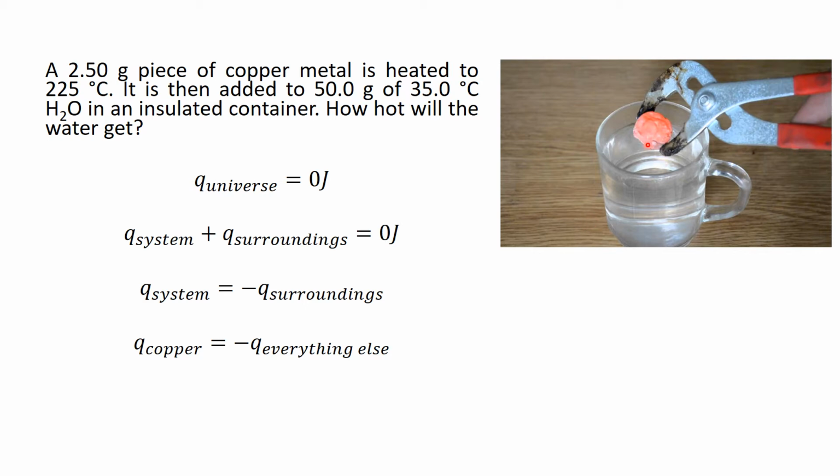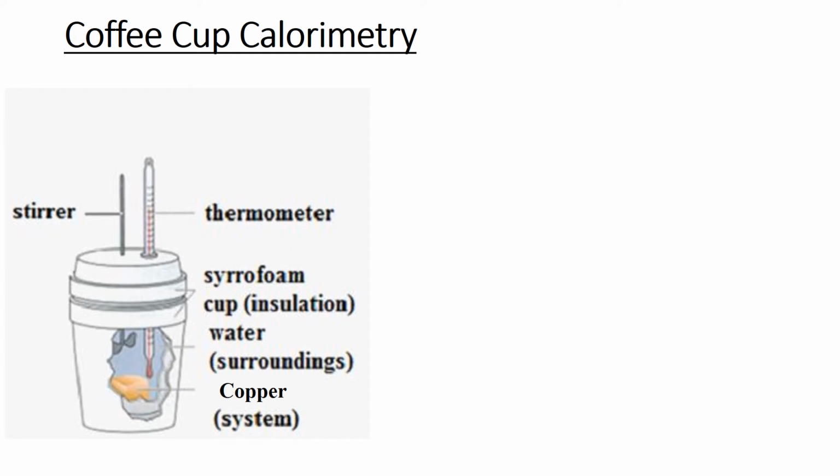And when I say everything else, I mean everything else. So it's going to be very hard to solve this problem if we have to think about the heat absorbed by the table, and the heat absorbed by the cup, and the heat absorbed by the water, and the heat absorbed by the air, and the heat absorbed by these pliers. I mean, that's just a lot to keep track of. So if only there were an easier way of doing this kind of problem. Well, as a matter of fact, there is.